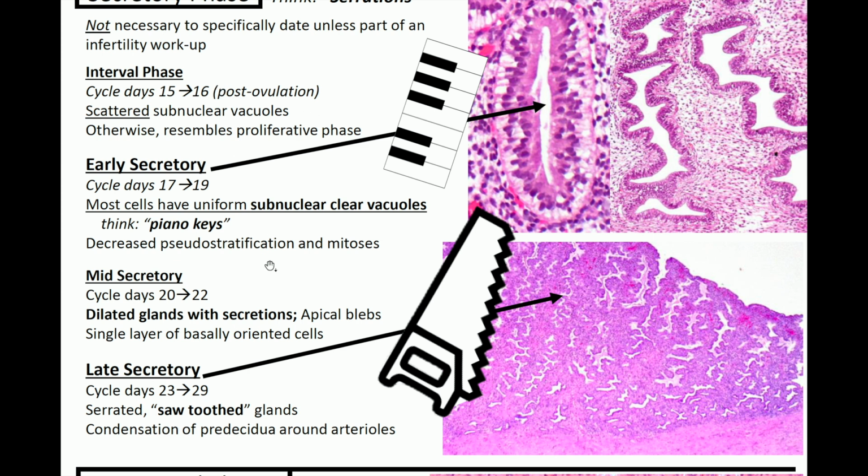Mid-secretory is going to be cycle days 20 to 22. You're going to have dilated glands with secretions, apical blebs, and a single layer of basally oriented cells. In late secretory, cycle days 23 to 29, we're going to have serrated, sawtoothed glands with condensation of predecidua around the arterioles.